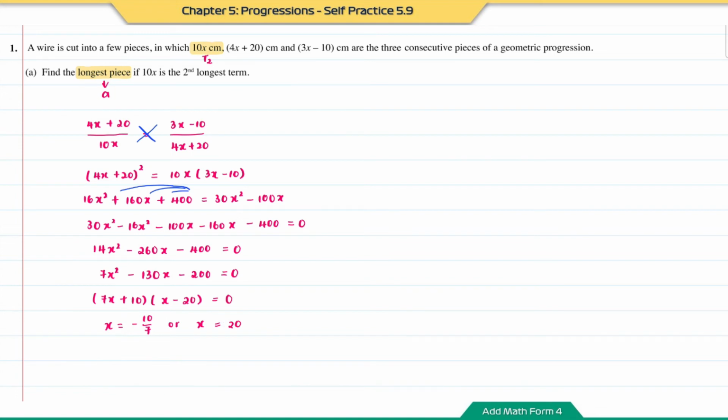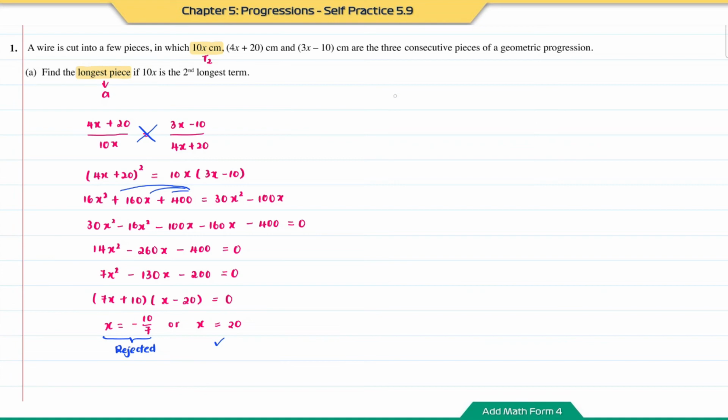So now which one will be the correct answer? Now if you substitute the x negative 10 over 7, for example, into the term t2, the 10x, you will find that the length will be negative. Therefore, for the x equal to negative 10 over 7, we will reject this answer. And the answer that we're going to accept is x equal to 20. Now, I already know the x.